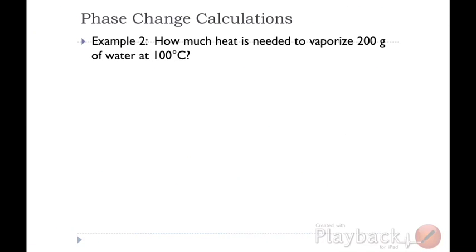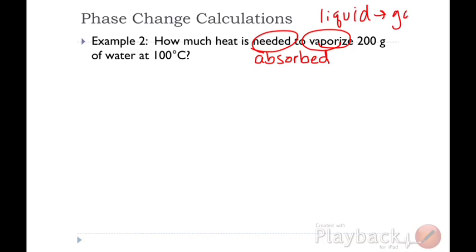Here's our next example. How much heat is needed? Again, that's going to indicate absorbed. To vaporize 200 grams of water at 100 degrees Celsius. Okay, vaporize is our key word here. We're going from liquid to gas. We have 200 grams. That's our mass. Again, we're working with water, and we're at 100 degrees Celsius. We know that's the boiling point. So again, we don't have to do an extra temperature change calculation. We're ready to have that vaporization happen.